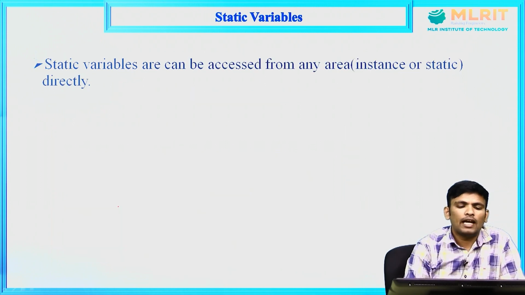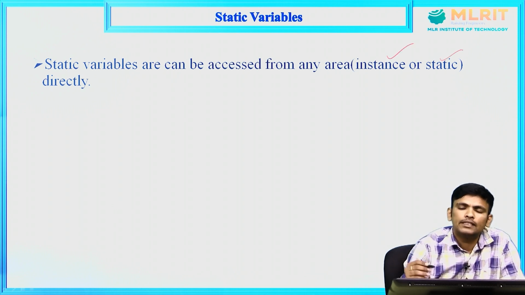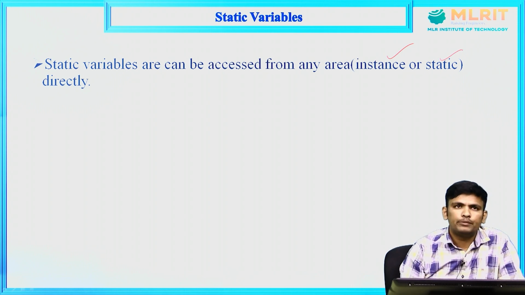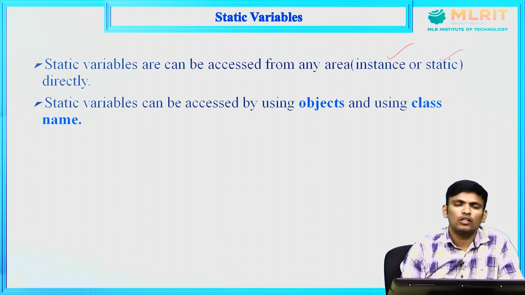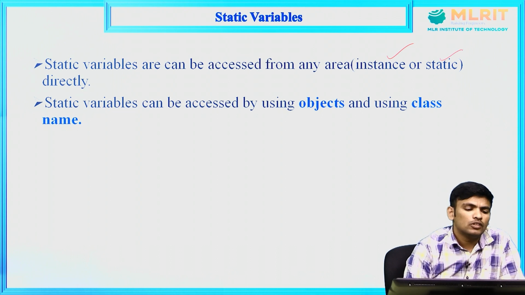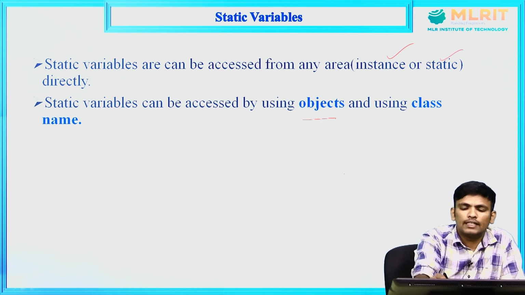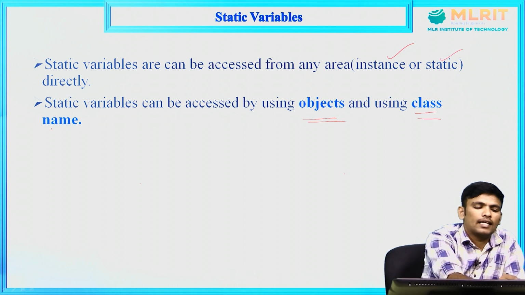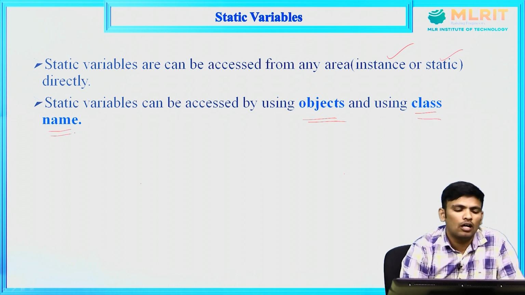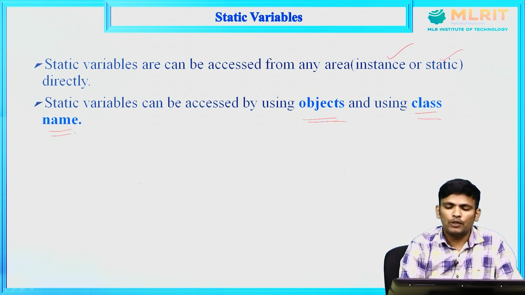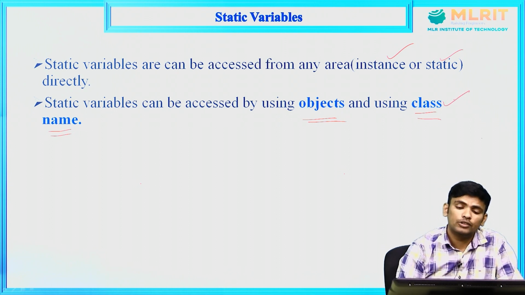Static variables can be accessed from any area directly, whether it is the instance area or the static area. Without creating an object, we can directly access static variables inside the instance area as well as inside the static area. All these points I will explain programmatically. Static variables can be accessed by using objects and also by using the class name. As we know, static variables are always associated with a class, so we can access them by using the class name, or also by using objects.